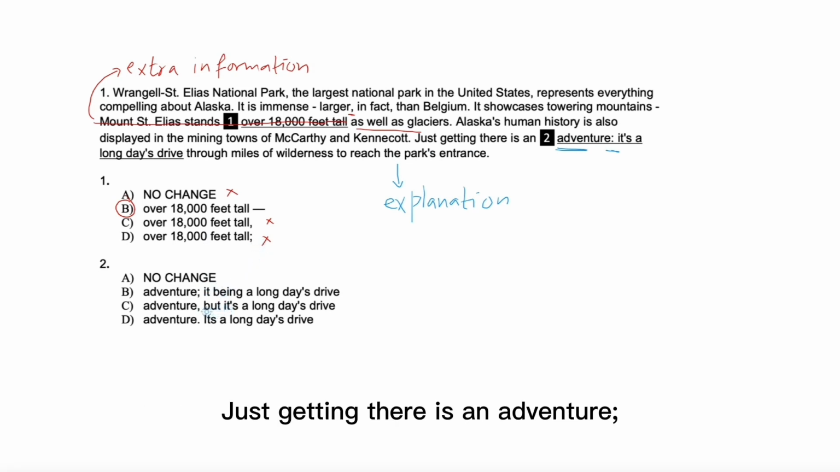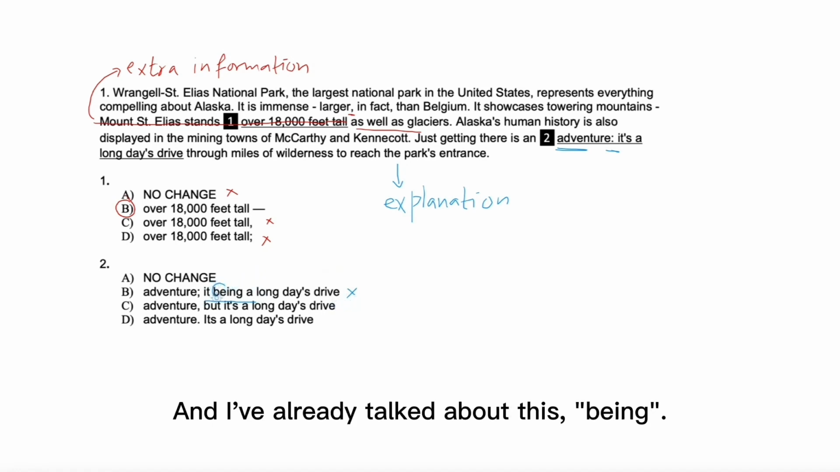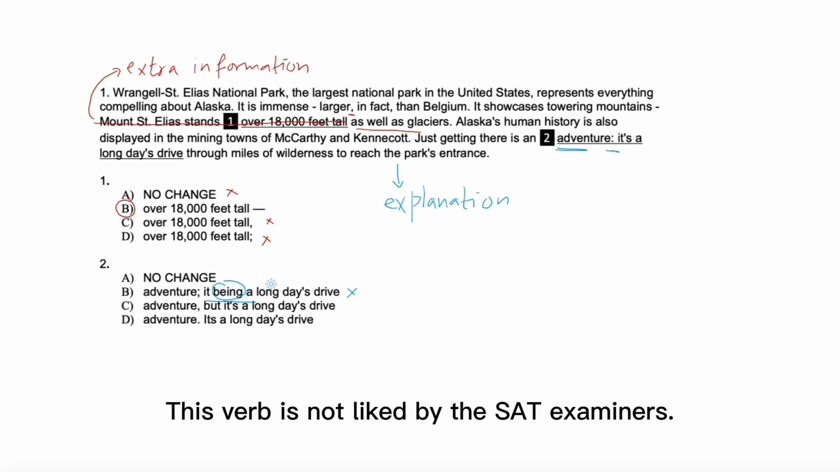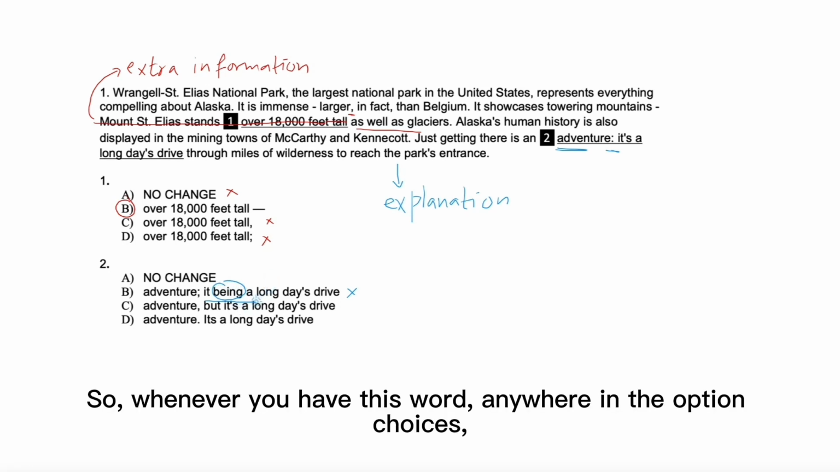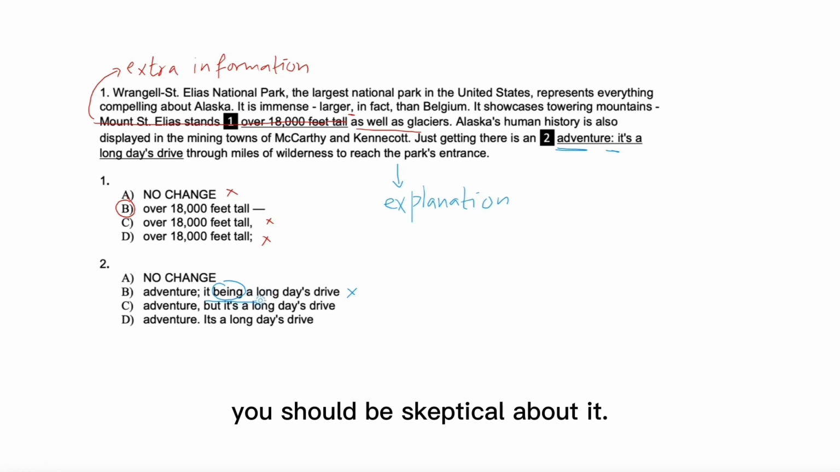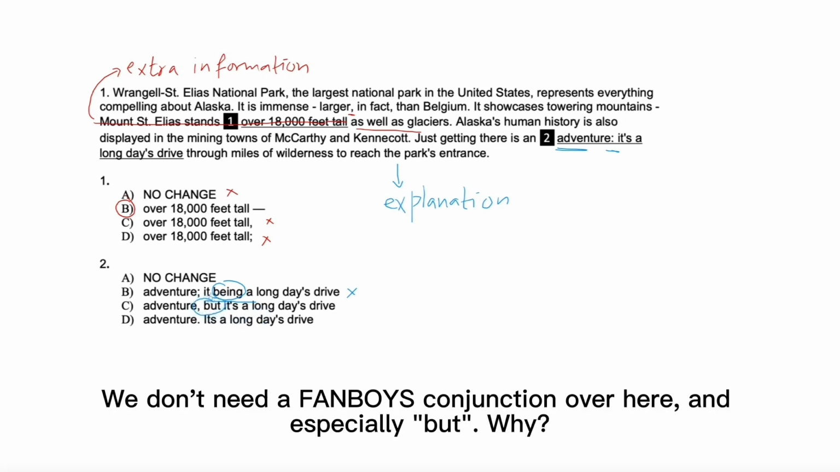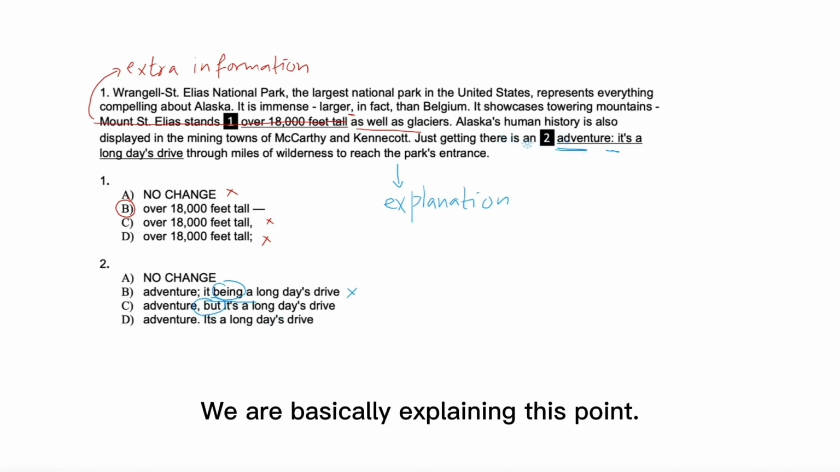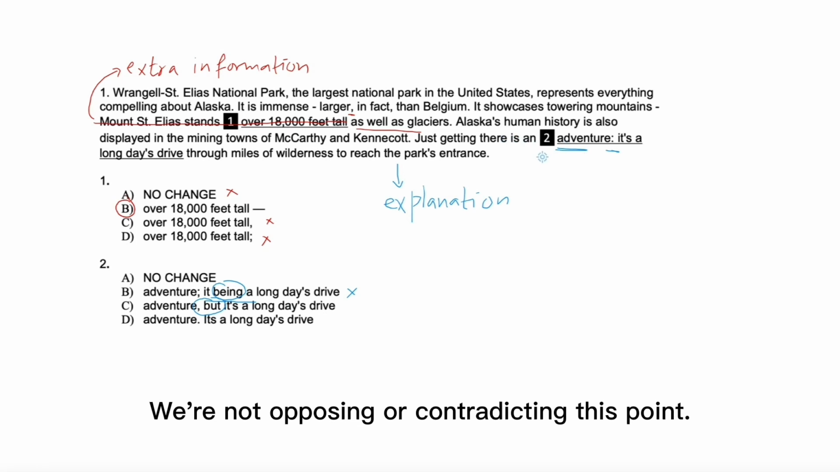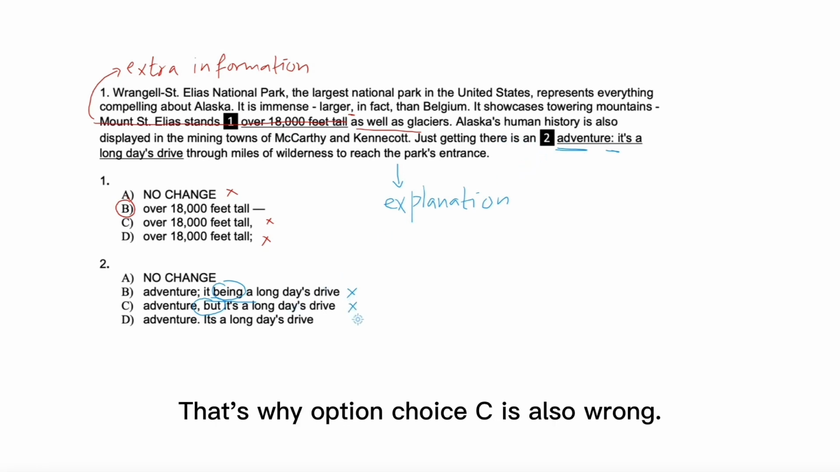Just getting there is an adventure, semicolon, it being a long day's drive. This is definitely wrong. You see, the structure is wrong. And I've already talked about this. Being, this verb is not liked by the SAT examiners. So whenever you have this word anywhere in the option choices, you should be skeptical about it. Always remember. Just getting there is an adventure, but it's a long day's drive. No, it's not opposite. We don't need a FANBOYS conjunction over here, and especially not but. Why? Because it's not opposing. We are basically explaining this point. We are not opposing or contradicting this point. That's why option choice C is also wrong.